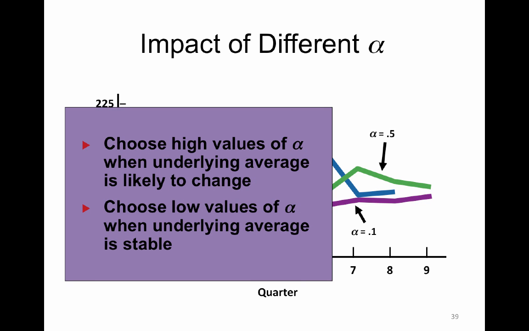Okay, so you'd want to choose high values of the smoothing constant when the underlying average is likely to change. Remember, that would allow there to be greater fluctuations in your average over time. If the underlying average is stable, well, then you'd have a flatter line, and that's fine to have a low value of a smoothing constant.